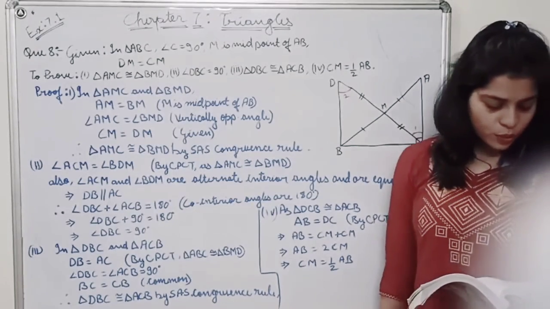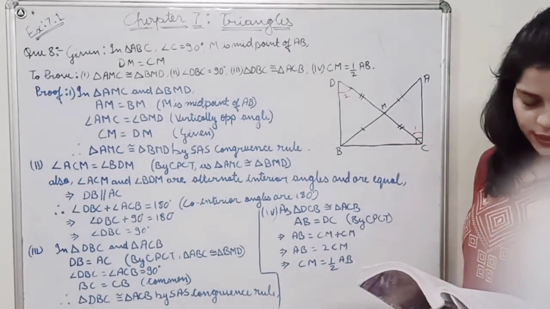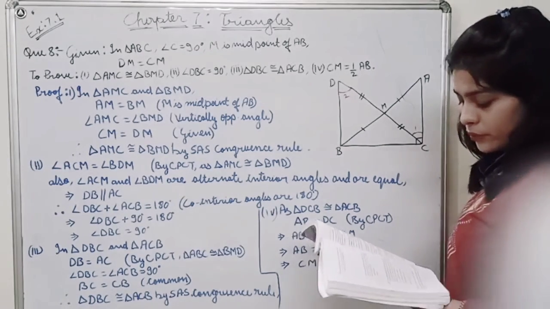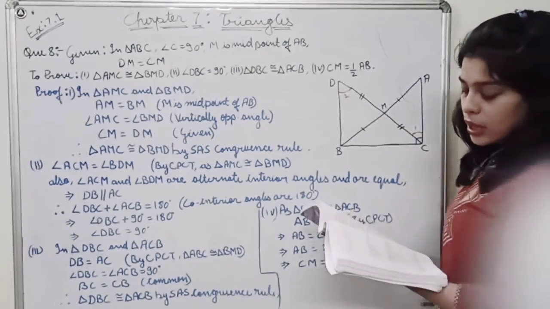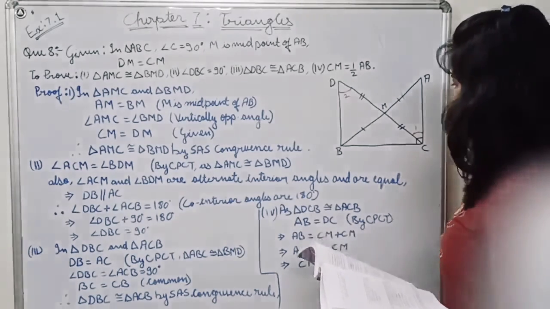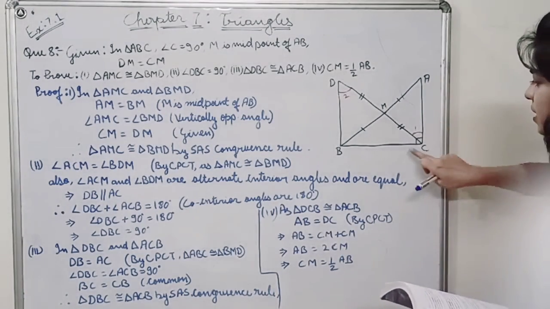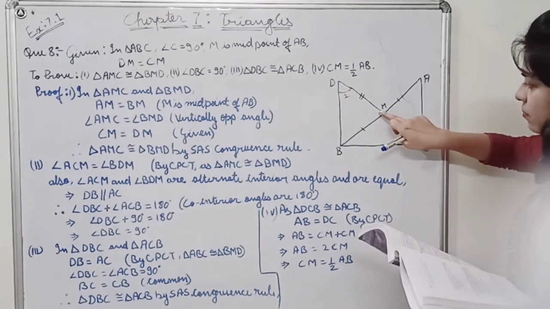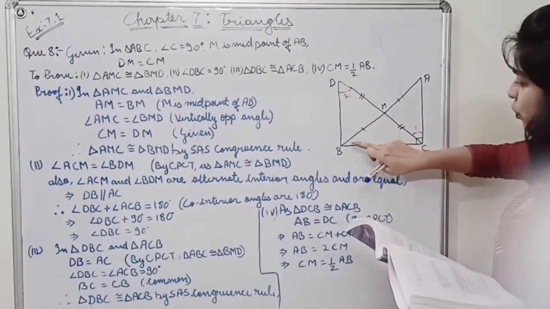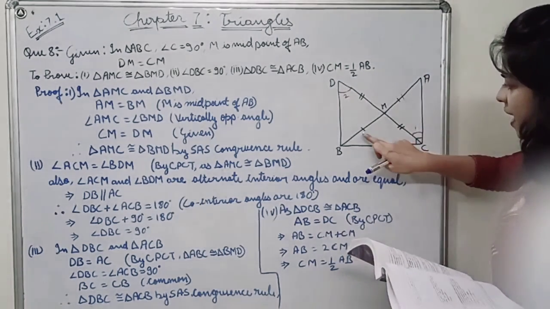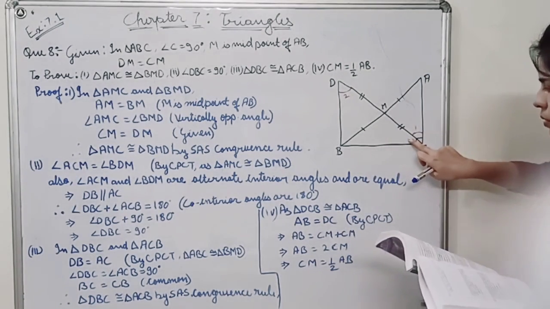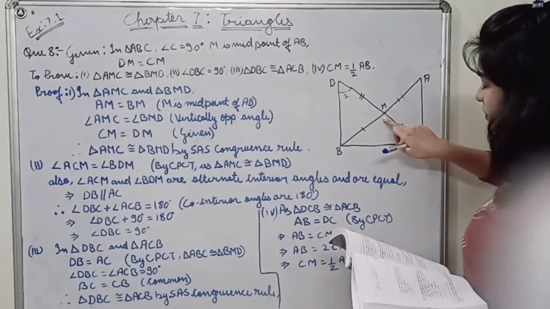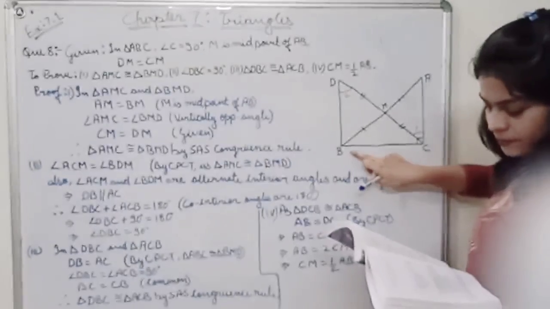Now next we will do the last question of exercise 7.1, which is question number 8. Okay, see what the question is saying. In right triangle ABC, ABC is right angled at C. M is the midpoint of hypotenuse AB. AB is the hypotenuse as it is opposite to the right angle. So M is the midpoint of hypotenuse AB.